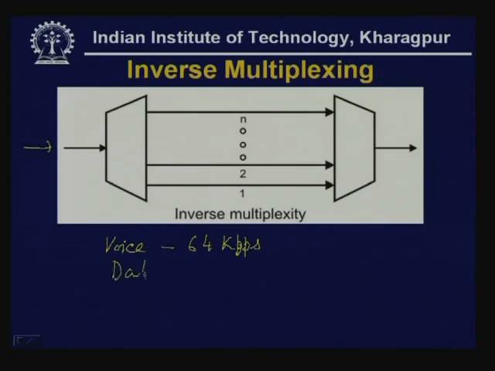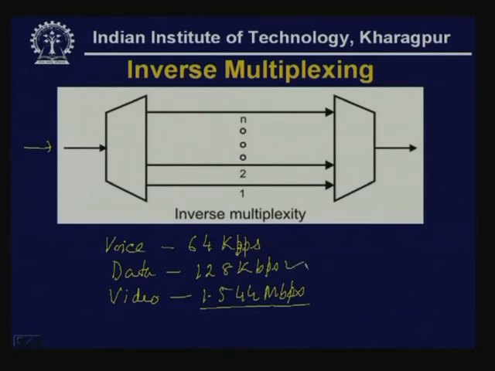Then let us assume you have to send data, which will require say 128 kilobits per second, and video, which will require say 1.544 megabits per second. Now, the user can hire a medium of transmission capacity 1.544 megabits per second. Then whenever it wants to send video, it will make full use of the transmission bandwidth.